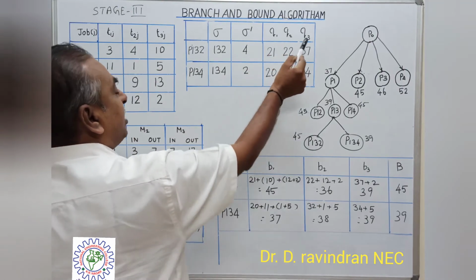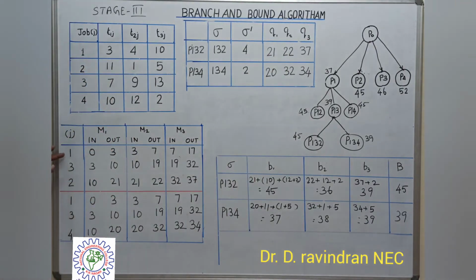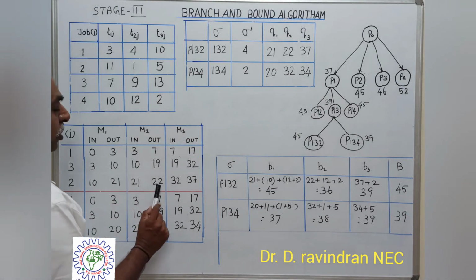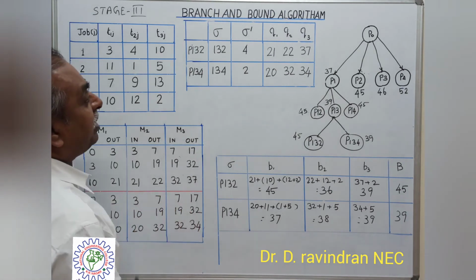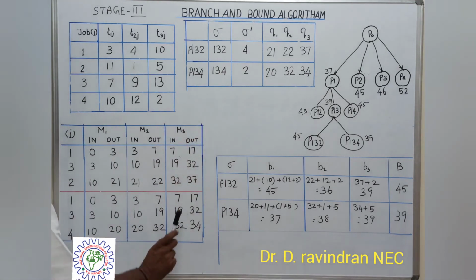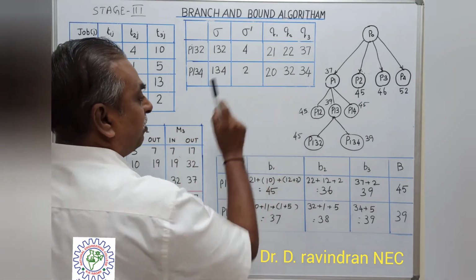So the completion time can be computed like this: 1, 3, 2. In the previous slide, what you have seen, in the same way the completion time of the 1, 3, 2 partial sequence in machine M1 is 21, M2 is 22, and then M3 is 37. Similarly for 1, 3, 4 it is given as 20, 32 and 34.